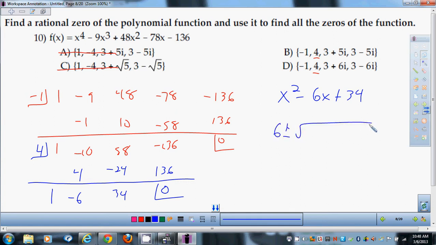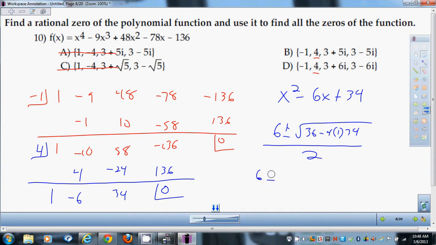I think that's going to be 36 minus 136, which is negative 100. What's the square root of negative 100? So y'all just wait for me to ask the question. And what does that reduce to? Very good. And the answer would be B.